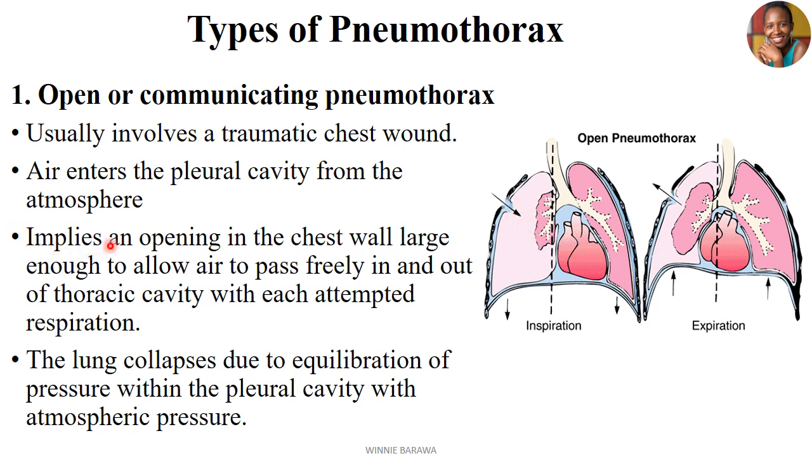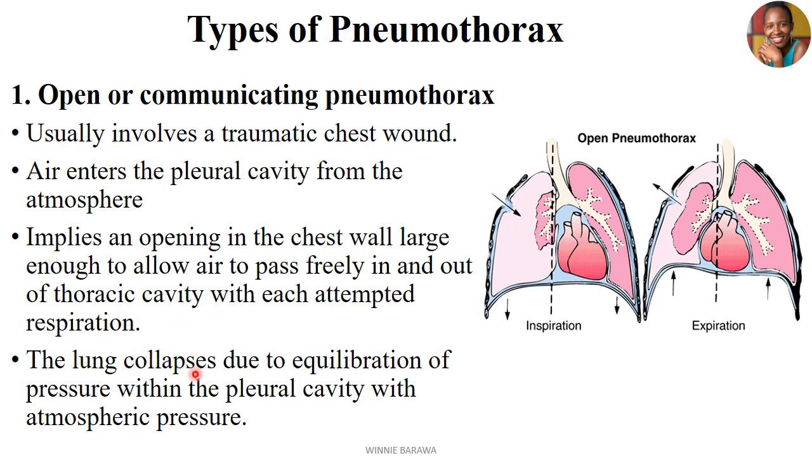So it implies that there's an opening in the chest wall that is very large and allows air to pass freely in and out of the pleural cavity with each attempted respiration. So what happens is, because of this wound, the air enters into the pleural cavity, builds up the pressure in this pleural cavity, and tends to compress on the lungs, and they will collapse.